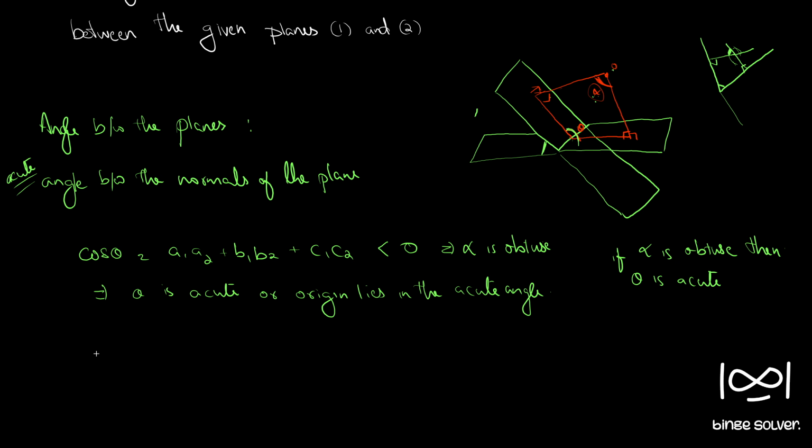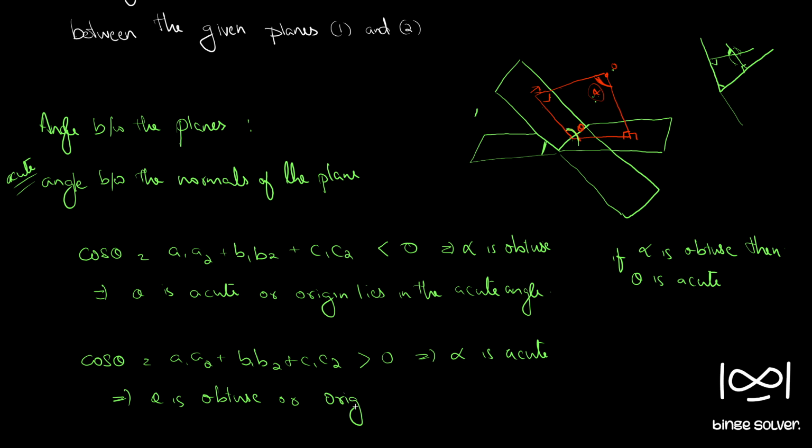Similarly, if cos theta, which is equal to a1 a2 plus b1 b2 plus c1 c2, is greater than 0, that is positive, then alpha is acute. That implies theta is obtuse, or the origin lies in the obtuse angle.